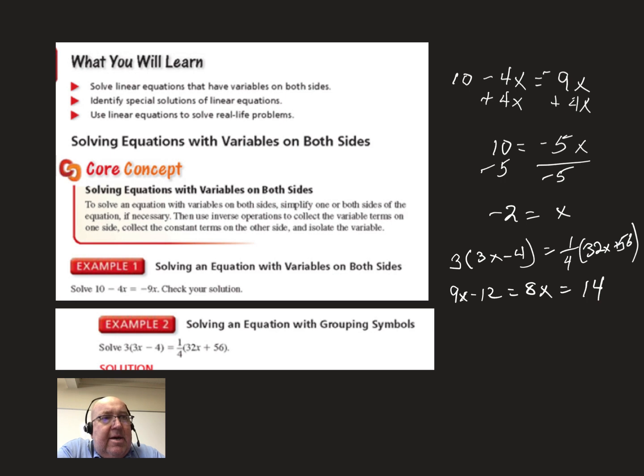Alright, so now we're going to take our x's to the left side, because in doing so we don't end up with a negative. If we would have brought the 9 over the other way, we would have had a negative, and that gets to be confusing. And now we're going to add 12, and we end up with x is equal to 26.